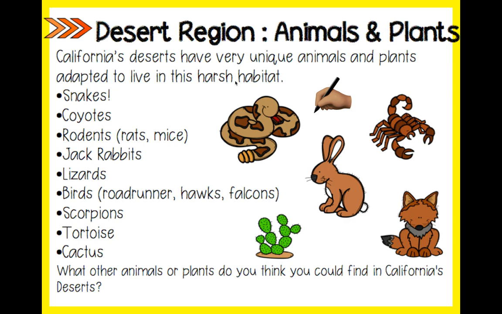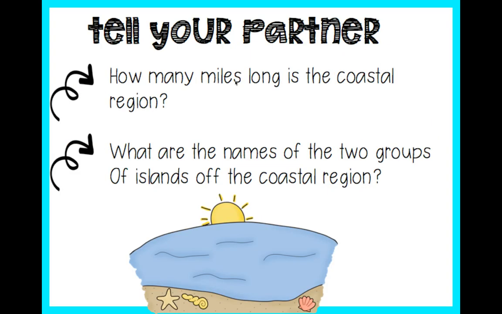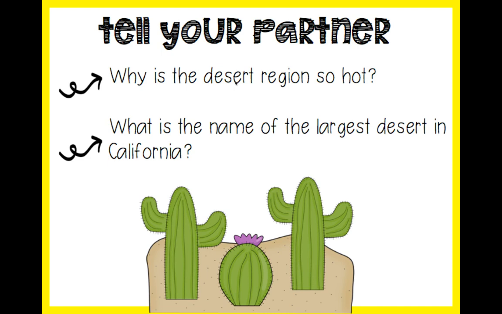And you will also have one additional assignment based on this slide. You're going to tell me in a recorded video, answering the following questions. How many miles long is the coastal region? What are the names of the two groups of islands off the coastal region? The third question, why is the desert region so hot? And your last question, what is the name of the largest desert in California? So take a look for this separate Seesaw assignment where you're going to record your video and answer the following 4 questions.